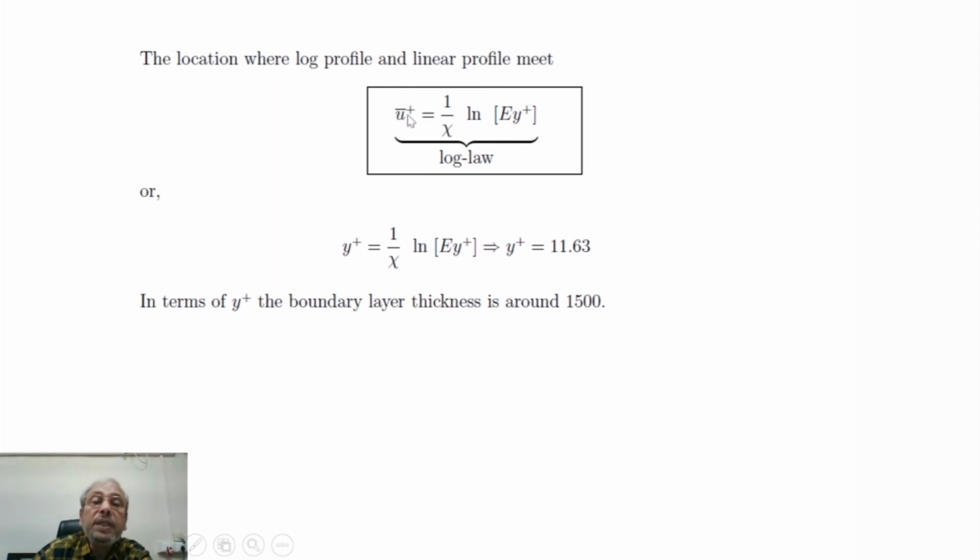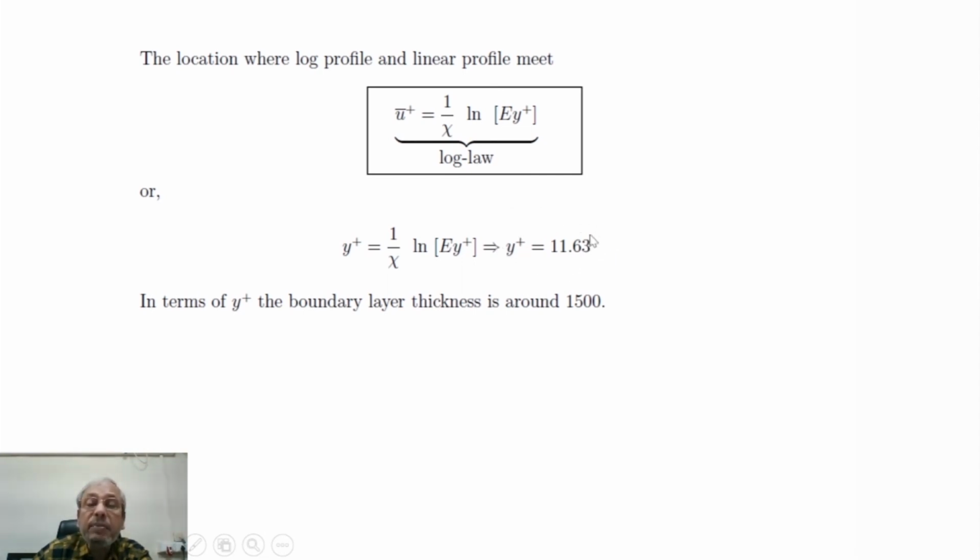So if this ū plus is substituted by y plus and we solve, that is, in the log law profile ū plus equal to 1 by chi ln E y plus, and the linear profile ū plus equal to y plus, if we substitute y plus and solve for y plus, we'll get the location of y plus where the linear profile and the log law profile meet. It is given by 11.63 y plus units.